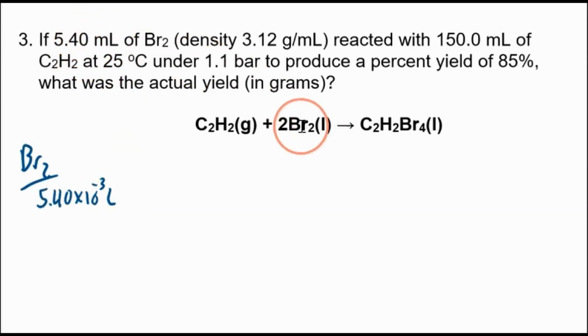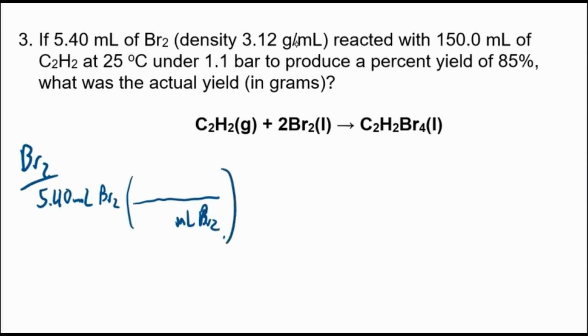Now we want to get to moles first because we need to use the mole bridge to find out how many moles of this product there are. We can't go from liters to moles right away. We have to cancel out with this density. Oh, this density is in mils. So let's make this milliliters here so that we can cancel out the milliliters. And this is of bromine, Br2, and we want to cancel out milliliters of Br2. We want grams of Br2, and bromine weighs 3.12 grams for every 1 milliliter.